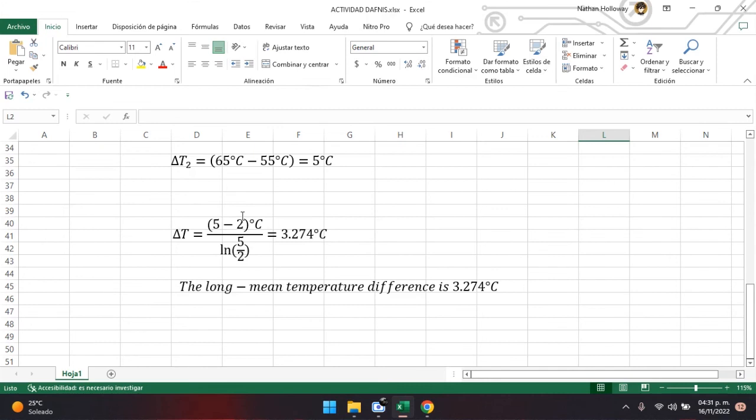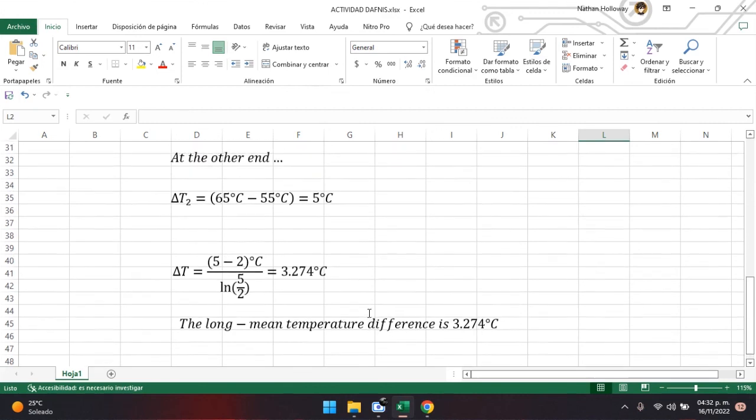Now we are going to calculate the log mean temperature difference, which is 5 minus 2 degrees Celsius, divided by the natural logarithm of 5 over 2, and that is equal to 3.274 degrees Celsius. We conclude that the log mean temperature difference is 3.274 degrees Celsius. And that's all.